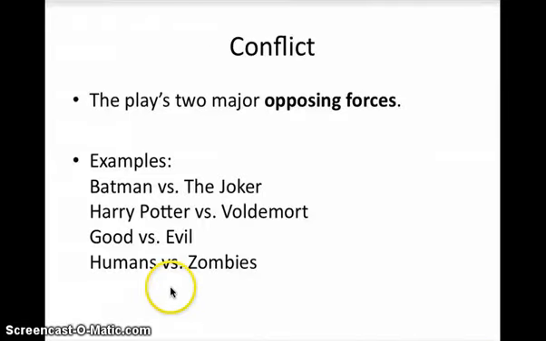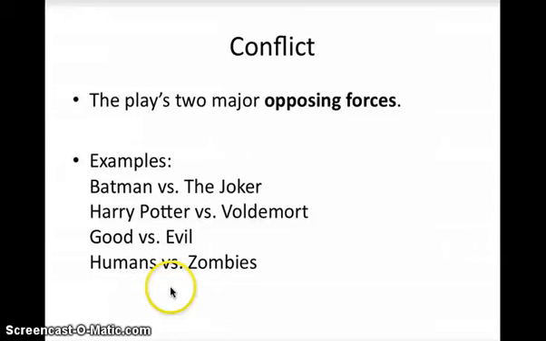Every story or plot has a conflict, and the conflict is where the play's two major opposing forces conflict. Each play has opposing forces. It could be two people versus each other, it could be someone versus themselves or their psyche or emotions, it could be a group of people versus a natural disaster. So, some examples: Harry Potter versus Voldemort, humans versus zombies.